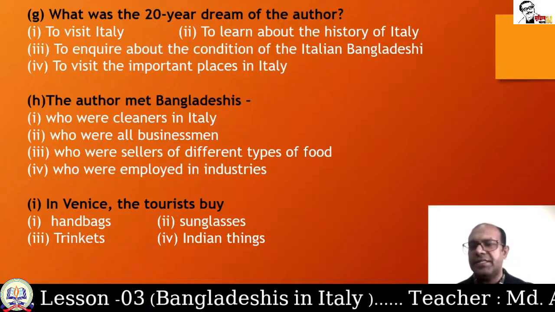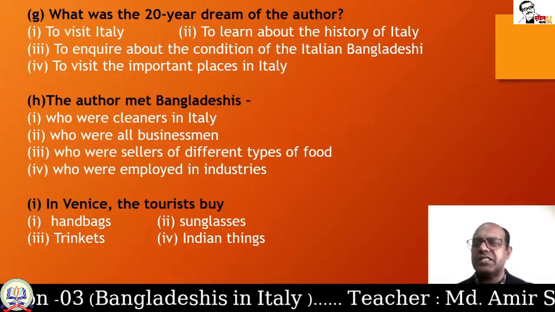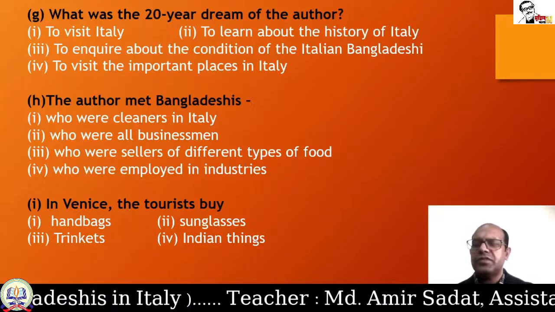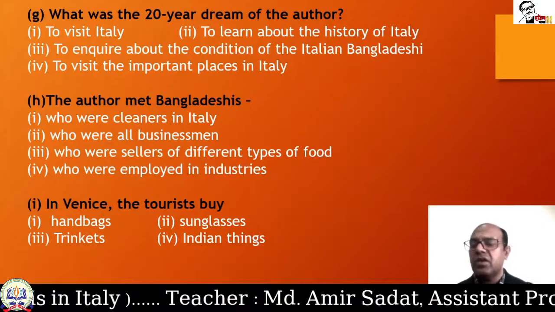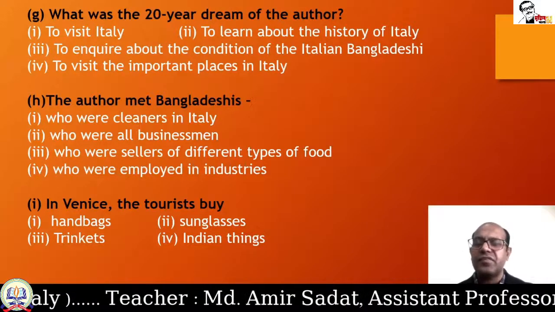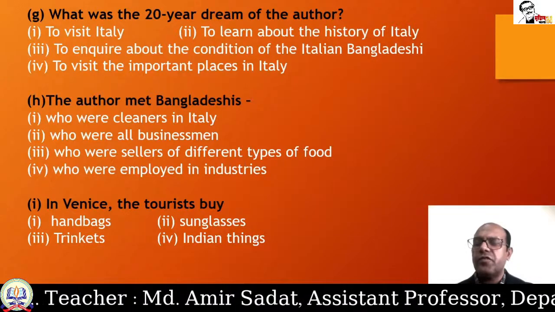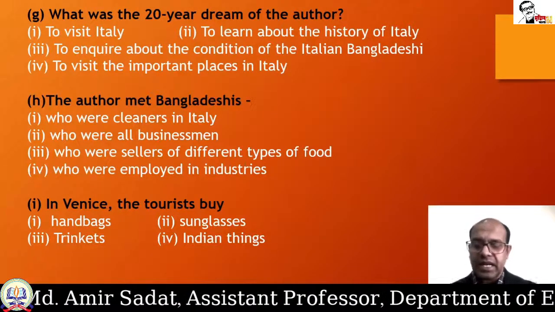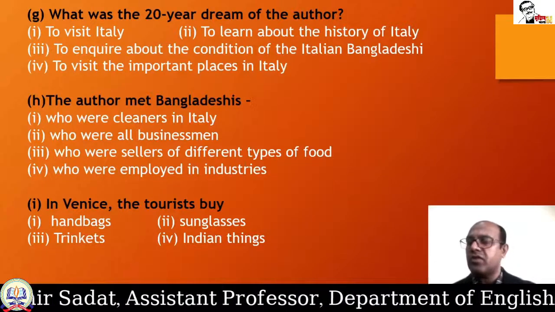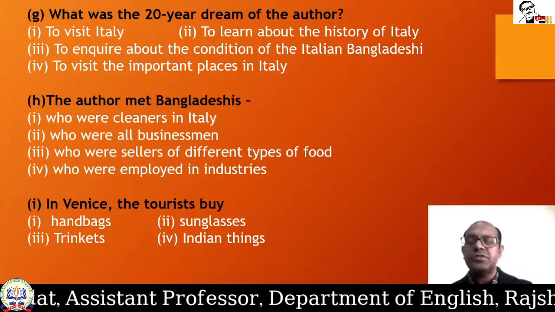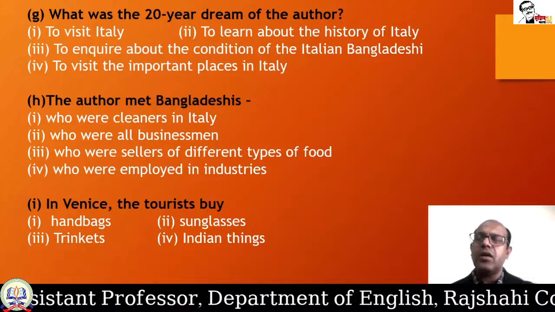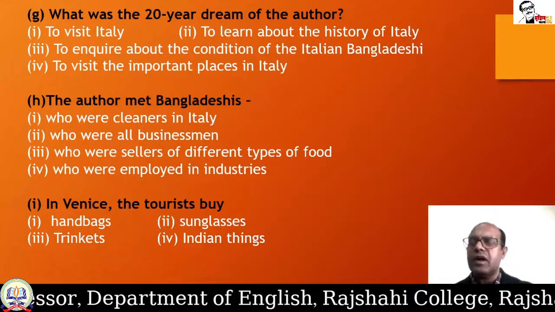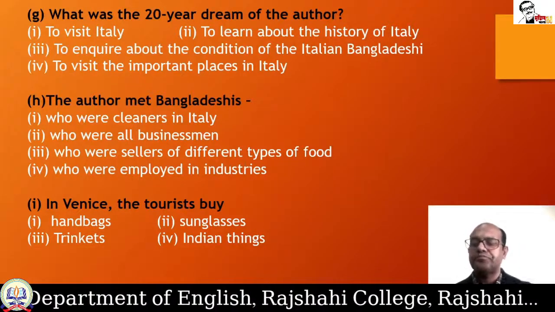Now question H. The author met Bangladeshis who were cleaners in Italy. Option 2, who were all businessmen. Option 3, who were sellers of different types of food. And option 4, who are employed in industries. So which will be the correct answer for question H? I think option 2 is the correct answer. The author met Bangladeshis who were all businessmen.